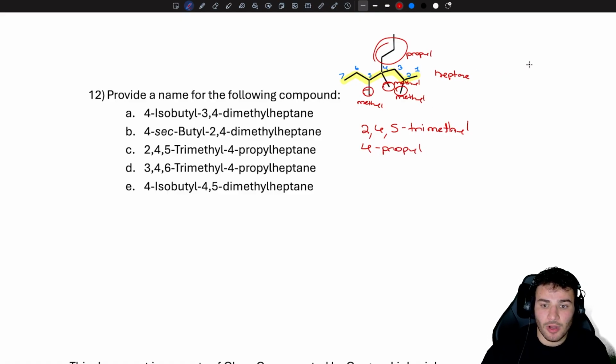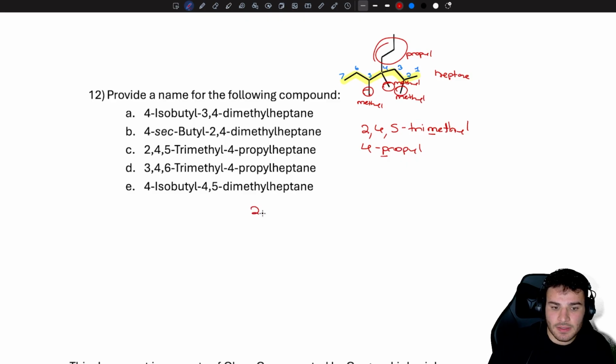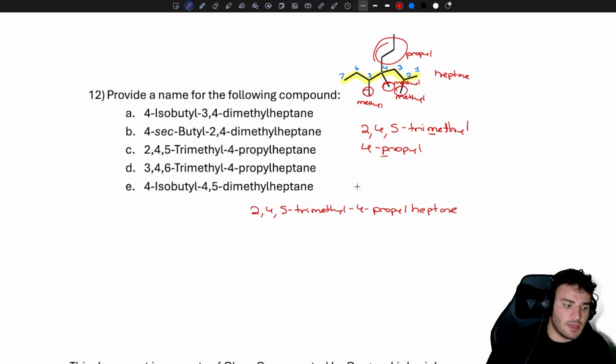And so now, well, what comes first? M or P? Remember, we don't consider the T. And so M comes before P, and so we'd write this full name as 2, 4, 5 trimethyl, 4 propyl, and then our parent chain name, heptane, meaning that our answer is C.